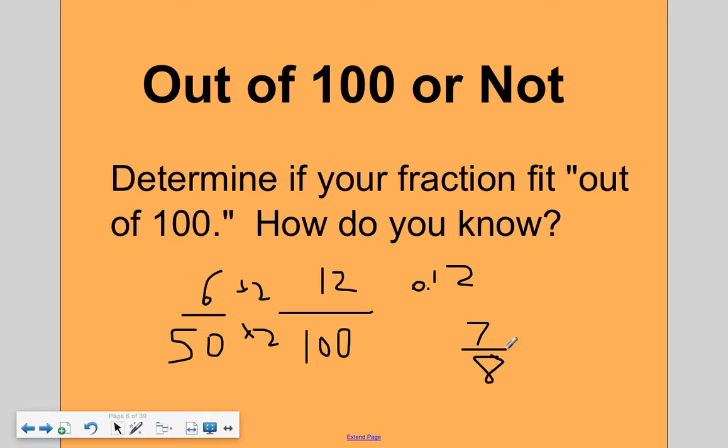Is the denominator a multiple of 100 or in the tens? It is not, so I cannot do a shortcut. I'm going to have to divide it.